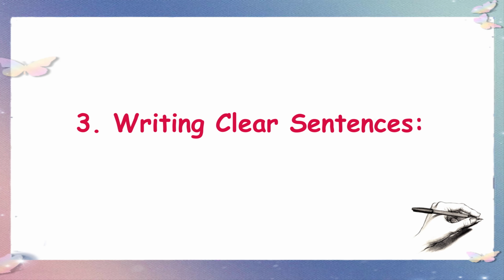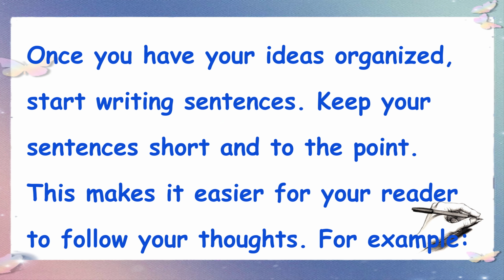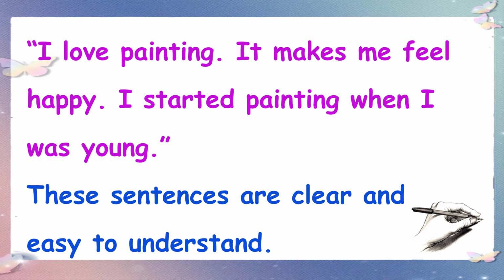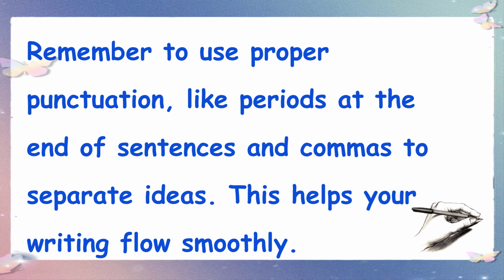3. Writing clear sentences. Once you have your ideas organized, start writing sentences. Keep your sentences short and to the point. This makes it easier for your reader to follow your thoughts. For example, I love painting. It makes me feel happy. I started painting when I was young. These sentences are clear and easy to understand. Remember to use proper punctuation, like periods at the end of sentences and commas to separate ideas. This helps your writing flow smoothly.